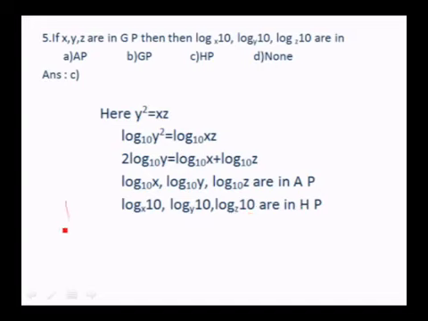log 10 to the base y, log 10 to the base z are in HP, because 1 over log x to the base 10 is nothing but log 10 to the base x. So, using that, you can write the above one as log 10 to the base x, log 10 to the base y, log 10 to the base z. These will be in HP, because their reciprocals are in AP. So, the answer is C.